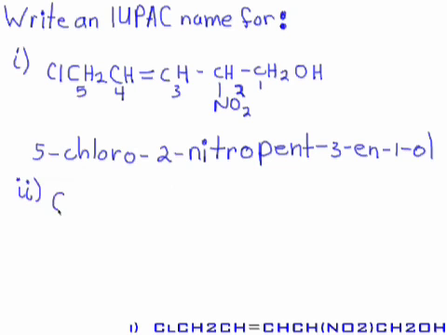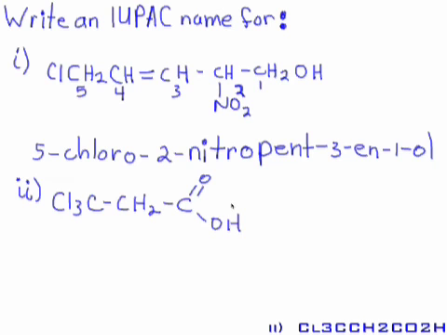Question 2. We have 3 chlorines bound to a carbon, which is attached to a CH2, which is attached to a C double bond O, which has an OH off of it. While the longest carbon chain is 3 carbons, that's a propane, the highest priority group is the C double bond O with the OH, or carboxylic acid. In order to name the carboxylic acid, we have to drop the E of propane and add oic acid. So this is a propan-1-oic.